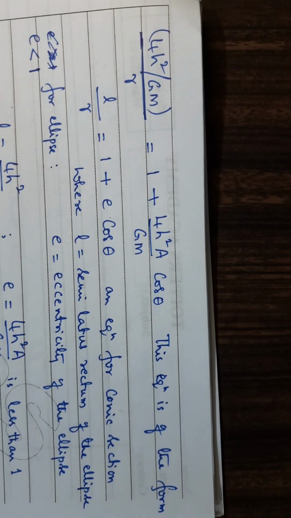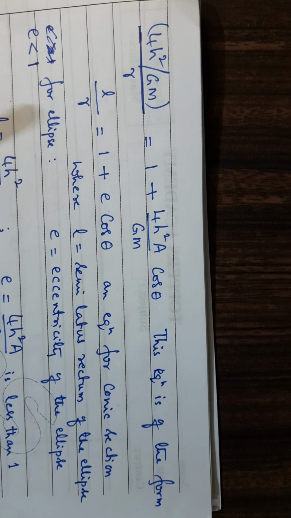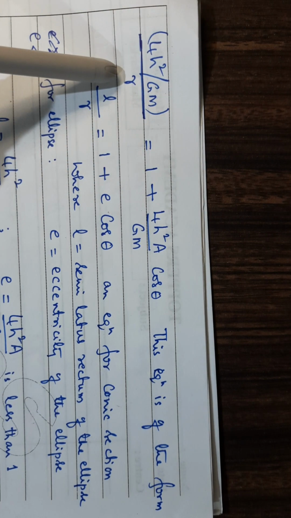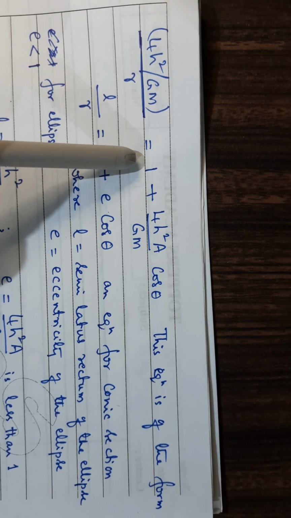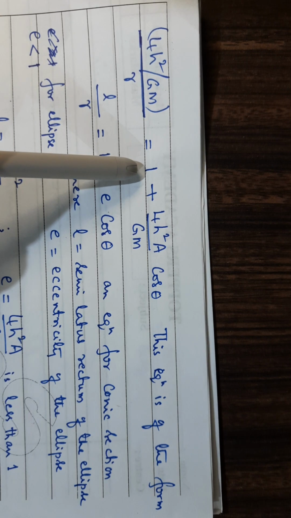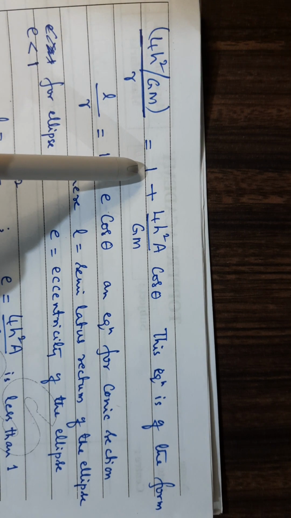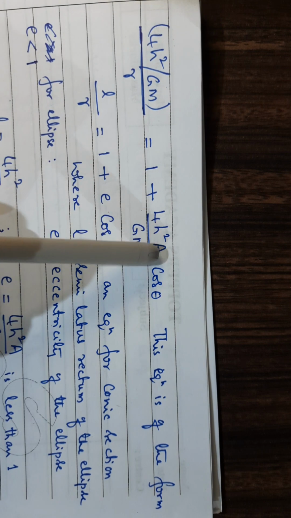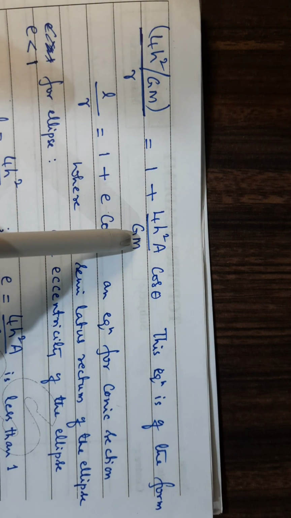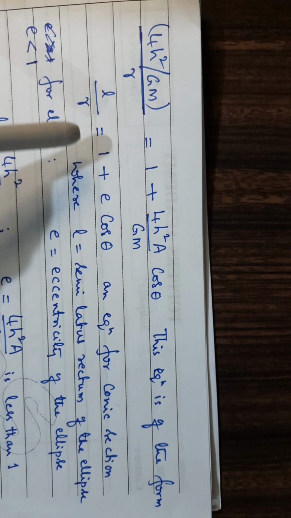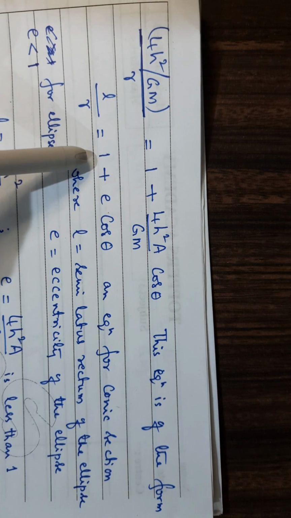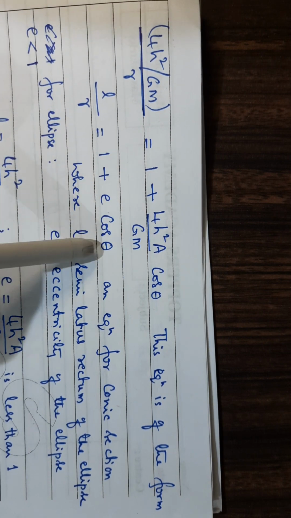This is the concept that we are going to get here. 4h square by GM divided by r is equal to, of course, here it is equal to 1. Everything gets cancelled. There it is. If you are dividing, then you will get 1 here plus 4h square A cos theta divided by GM. This equation is in the form of L by r equals 1 plus E cos theta.